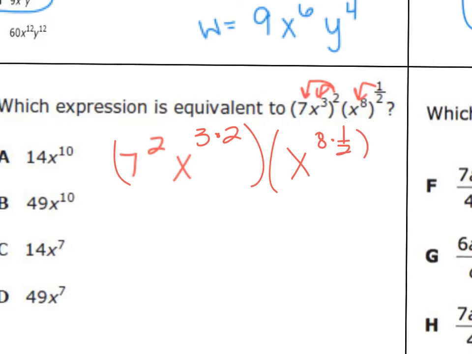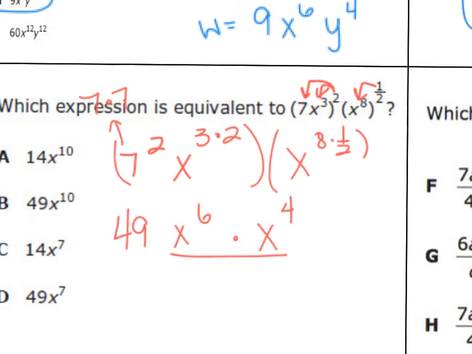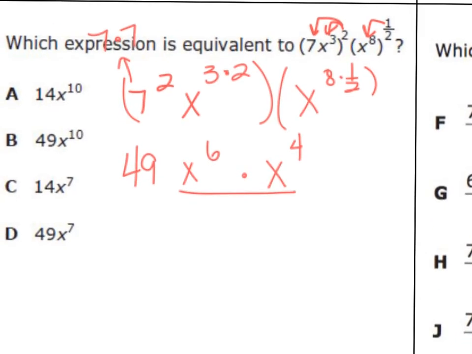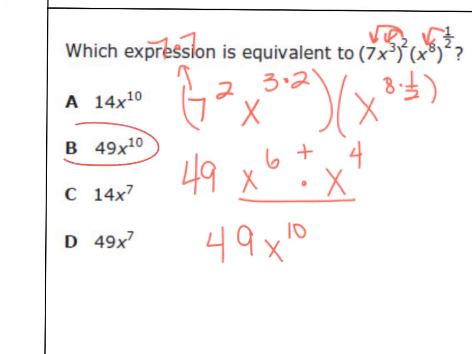From here we can simplify. 7 squared is 49. Remember, that's 7 times itself, not 7 times 2. X to the 6th power times x to the 4th power. Now we can combine these using the rule we used earlier, which is the product of powers, which tells us to add those exponents together. X to the 10th, giving us answer choice B.